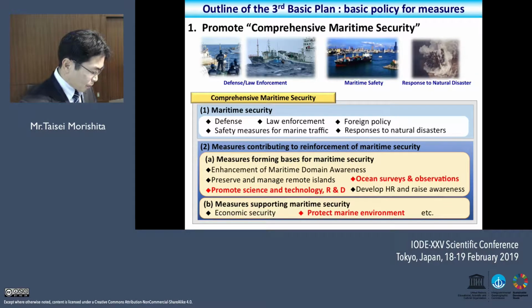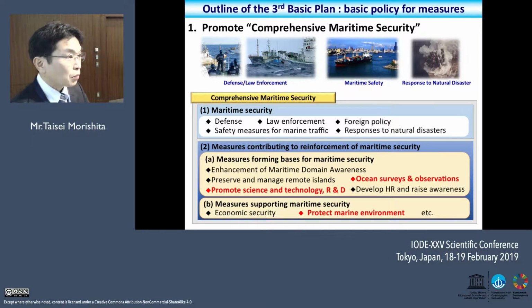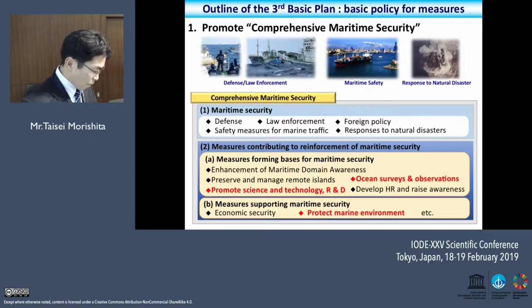The first point is to promote comprehensive maritime security. This comprehensive maritime security is a new concept specific to this plan. As shown in this diagram, it includes not only core measures of maritime security, such as law enforcement, defense, maritime safety, and disaster response, but also other measures that could contribute to reinforcement of maritime security. I'd like to note that these measures include ocean survey and observation, promotion of science and technology, research and development, and even protection of marine environment.